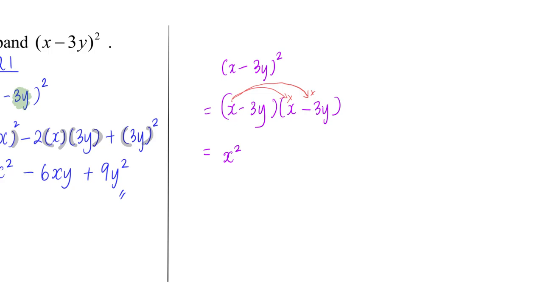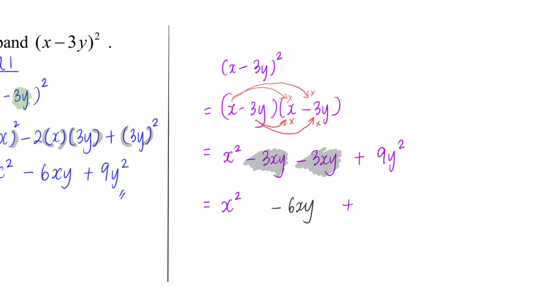X times negative 3y, negative 3xy. Negative 3y times x, negative 3xy. Negative 3y times negative 3y, positive 9y squared. And finally, do take note that negative 3xy and negative 3xy, they will give me negative 6xy. And then last but not least, so this will be my method 2.